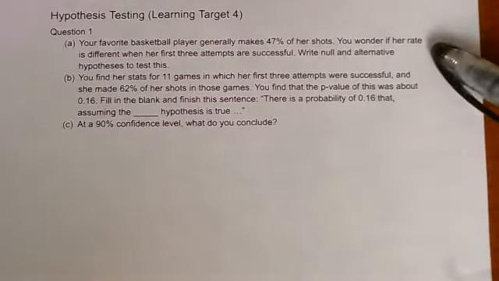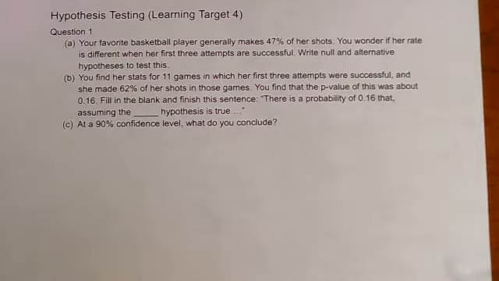Let's say a basketball player usually makes 47% of her shots. And you're curious about whether that's different when her first 3 attempts are successful. So the first thing we're going to do is write null and alternative hypotheses to test this.